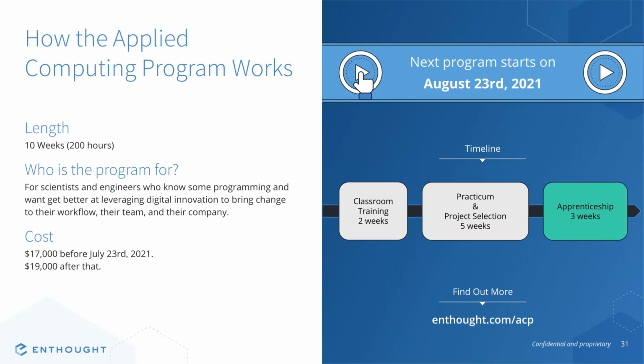So the whole program is about 200 hours of active time, but 60% of this you will be working on your business, not on some class material. You'll just be doing work. We made this for scientists and engineers who already know some programming and who want to get better at leveraging digital innovation to bring change to their workflow, their team's workflow, their company.